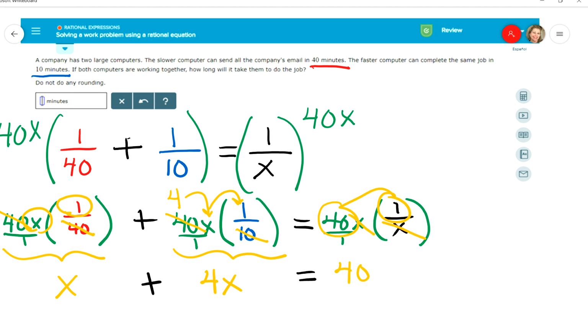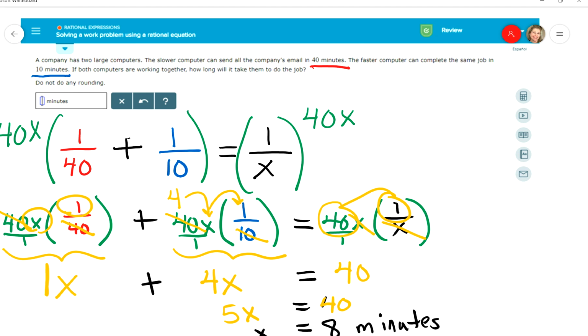Now I'm just going to combine like terms. Remember, this x here is really a 1x, so 1x plus 4x adds up to 5x. Then if you divide by 5, x is going to equal 40 divided by 5, which is 8. And so working together, they can get the job done in 8 minutes.